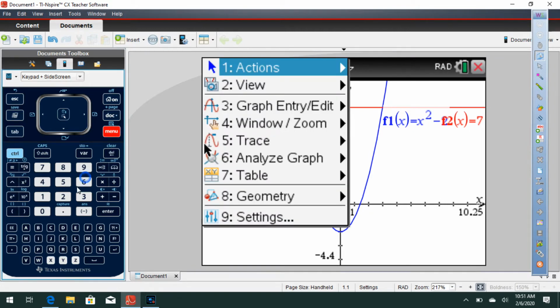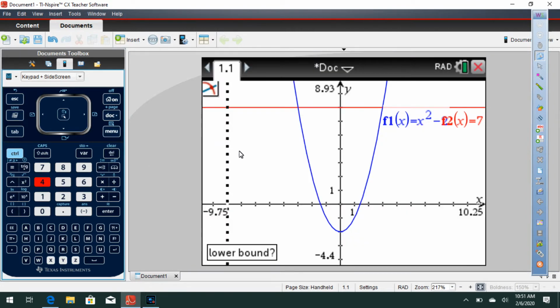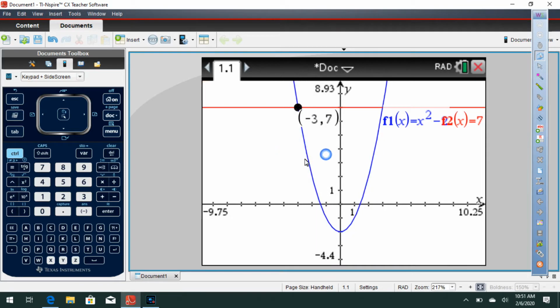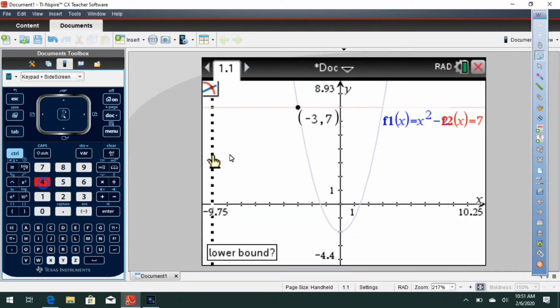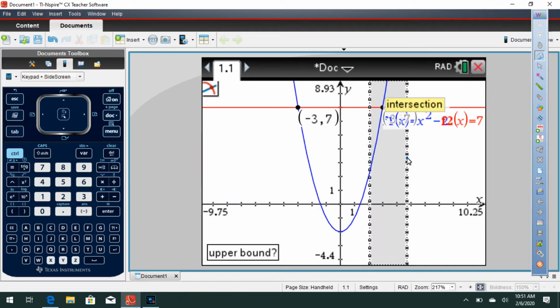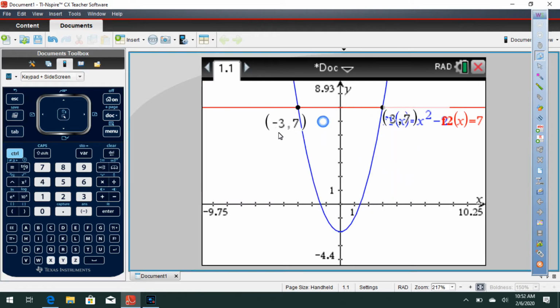Menu, 6, 4, and we'll highlight that point. And menu, 6, 4, and we'll highlight this point. So we got negative 3, 7, and 3, 7. This is negative 2 here, so that gives us some points to graph.